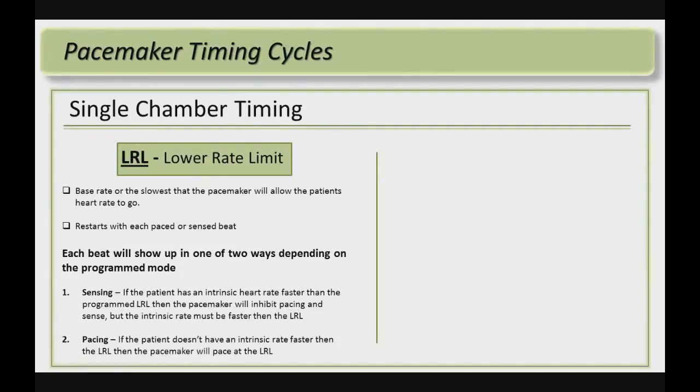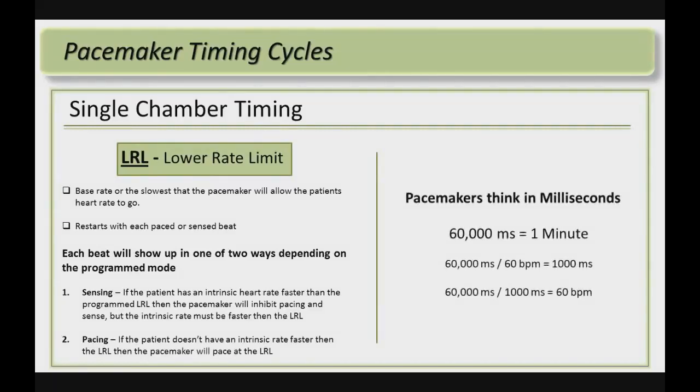Before we go any further, I want to point out that pacemakers think in milliseconds, so we need to be able to convert beats per minute to a millisecond interval. No problem, just a little simple math here. There are 60,000 milliseconds in 1 minute. So if we take 60,000 and divide that by our beats per minute, we would get our time interval in milliseconds. In this example, the beats per minute is 60, so we take 60,000 milliseconds divided by 60 beats per minute, and we get 1,000 milliseconds. We can also do this in reverse. We take 60,000 divided by our timing interval of 1,000 milliseconds, and that would give us 60 beats per minute.